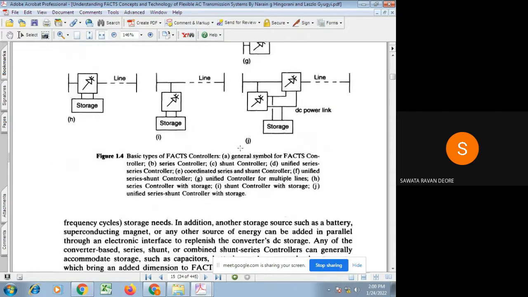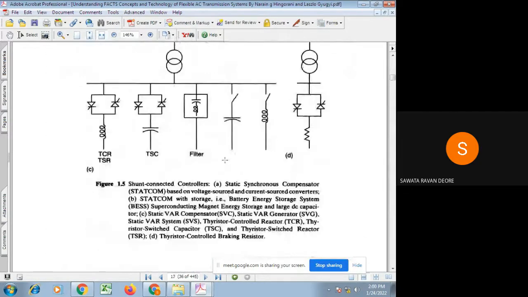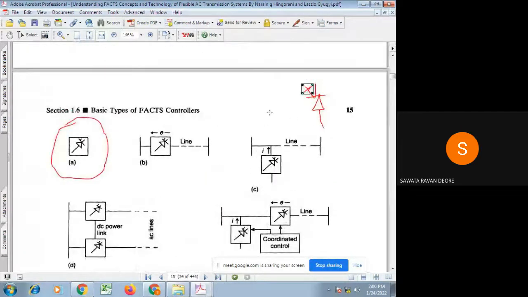I think such a symbol is used somewhere in the definitions. Yeah, here it is not there. Okay, anyway. So like IGBT, that IGBT has a self turn off capability. So that's why that representation is done by this symbol. Now this is the symbol for your SCR. So the FACTS controller is symbolically represented as a controlled power semiconductor device in a box. That is the FACTS controller.